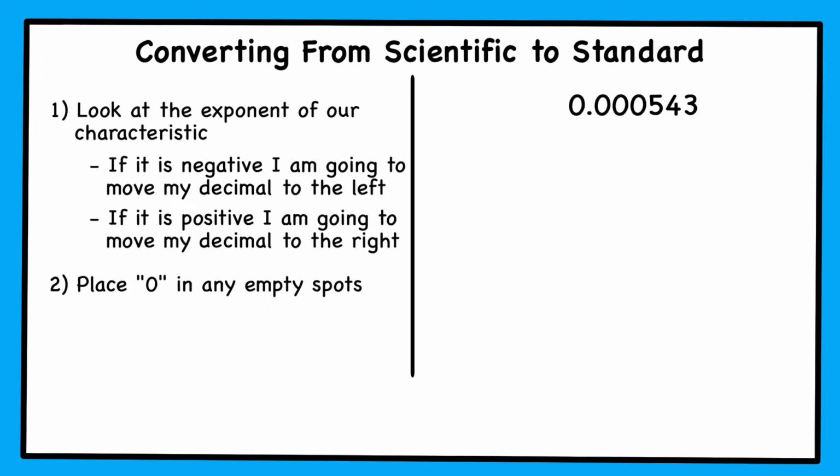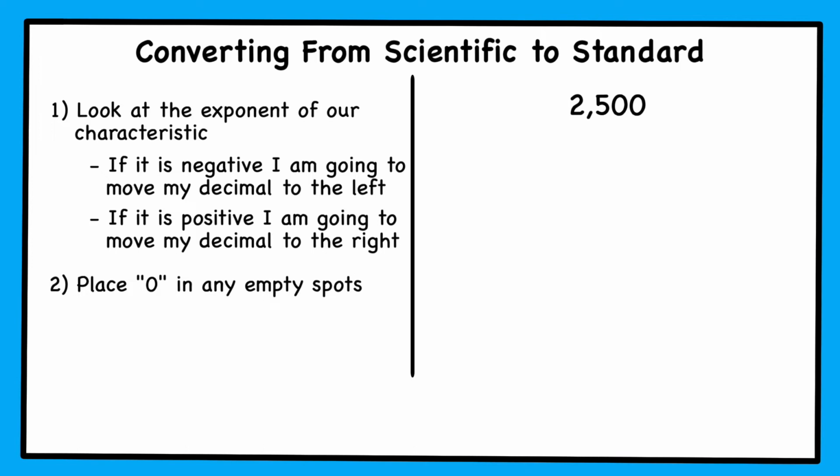Okay, let's work another one, and let's say I give you 2.5 times 10 to the third power. Since it is a positive 3 as my exponent, I'm going to move my decimal place 3 places to the right. This gives me 2,500. These are the numbers we've already worked with, so now you can see how we went from standard to scientific notation and from scientific notation to standard notation.